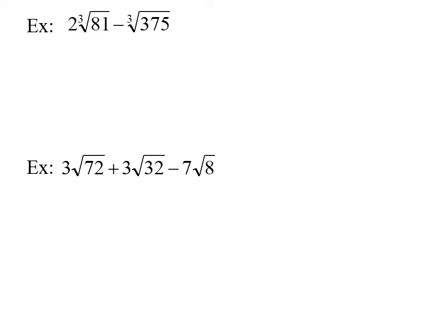Here we have the cube root of 81 and the cube root of 375. So I need to get things that have a third power on them. And again, I'm going to have to simplify these things. So the 81 is 9 times 9, and 9 is 3 times 3, and 9 is 3 times 3. Since it's a cube root, I need a third power, so I'm going to need 3 of them together. So I'm going to rewrite the first one as 2 times the cube root of 3 cubed times 3.